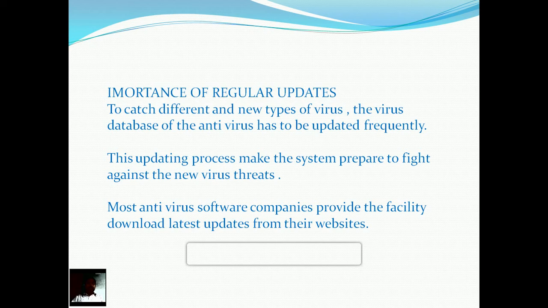But the latest virus will not be found by the antivirus software if it is not updated. Most antivirus software companies provide a facility to download the latest updates from their website. Once you have installed antivirus software, you just open the antivirus software interface, and from the window itself we can update it. Otherwise, we go to the antivirus software's website, and from there also we can update our antivirus definitions.